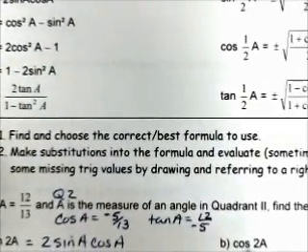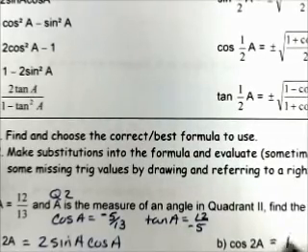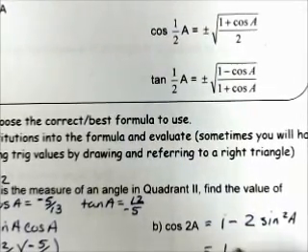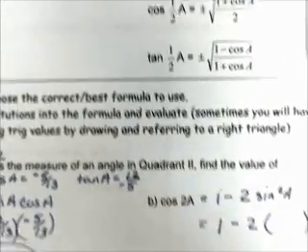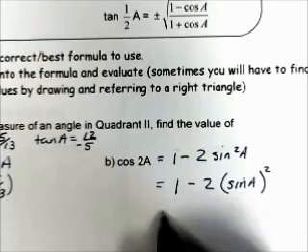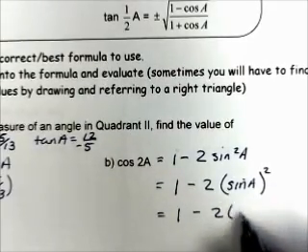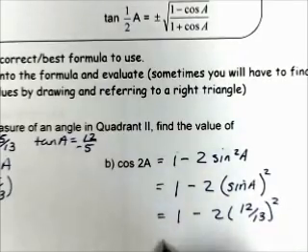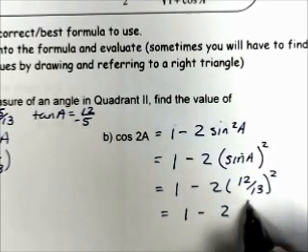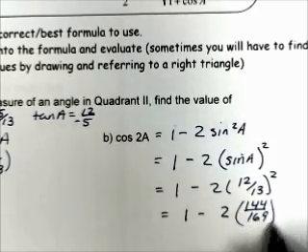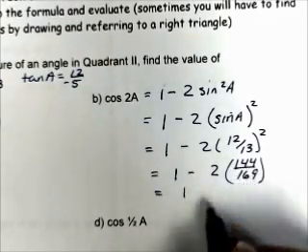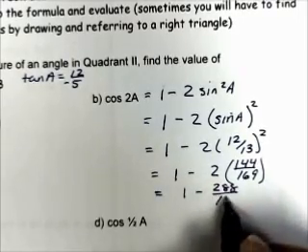So the cosine of 2A is going to equal 1 minus 2 sine squared A. So this is 1 minus 2 times the sine of A squared. All right, sine squared A is the same as sine A squared. This is 1 minus 2 times the sine of A, which was 12/13. Square that. That's 144 over 169. So that's 1 minus 2 times 144 over 169. 2 times 144 is 288, so 1 minus 288 over 169.